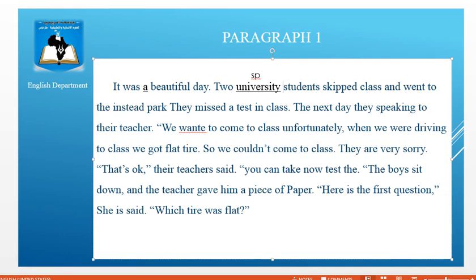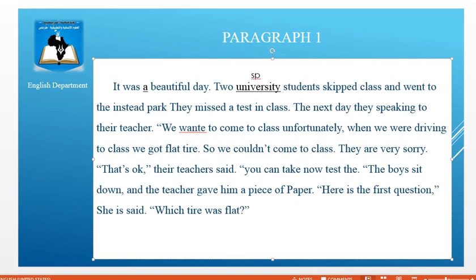Okay. So how are you going to do this? How are you going to edit? First, you're going to find the mistake in every sentence and then write the symbol above it. So if you know the mistake, you know the symbol. Okay, so we have 2 university students, and the symbol is SP, which means spelling.